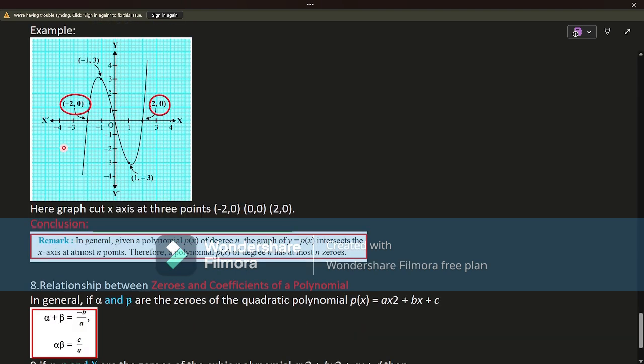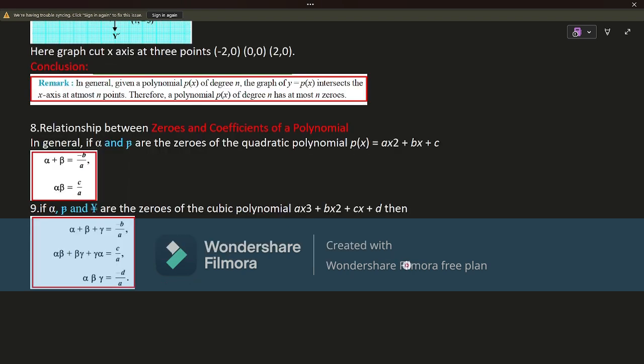For example, in this graphical expression of the polynomial, we can conclude that this given polynomial has 3 zeros. This graph cuts the x-axis at 3 points, here, here, here. So we can conclude this graph has 3 zeros of the polynomial. The same thing is expressed in this remark.